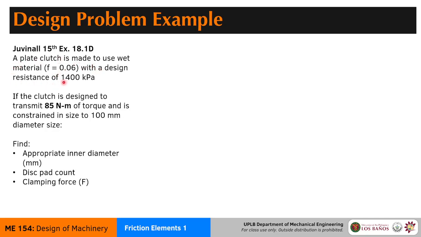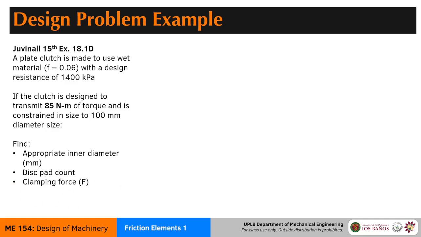When do you usually see wet clutches? I believe this is the case when you have hydraulics handling the plate clutches. So the plate clutches are invariably exposed to the lubrication. And they are designed to resist 1.4 megapascals. Now the clutch is designed to transmit 85 newton meters of torque. And the space is such that you can only fit clutches of up to 100 mm in diameter. Now we are tasked with finding the inner diameter, the number of disc pads, so that is the sides of the brakes, and the clamping force, F.